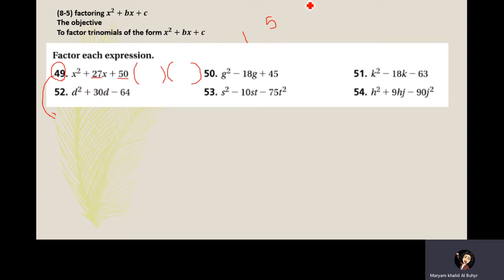Now, just think about 25 and 2. Once you multiply them, you will get 50. Once you add them, 27. Yes, that's correct then. So x plus 25, x plus 2. This one.